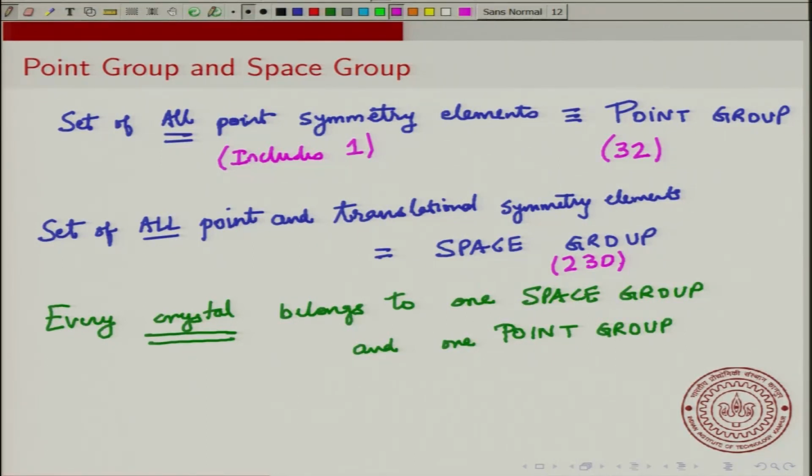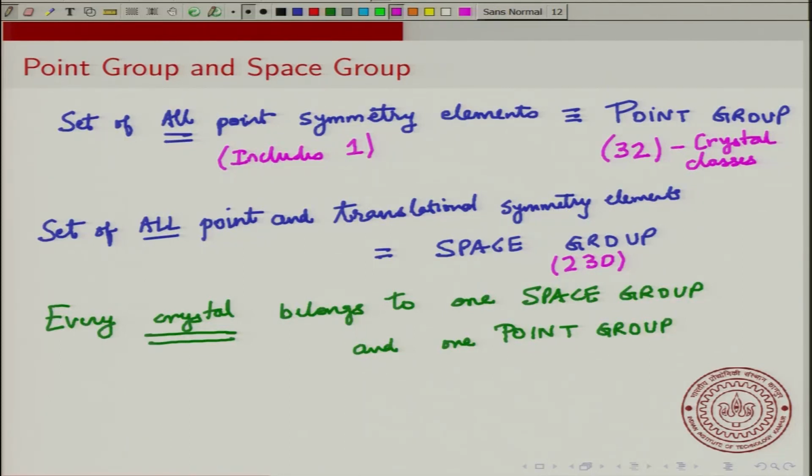Obviously you can have a space group with one or more translations. A space group consists of a point group plus translational symmetry elements, so you can have many more space groups than point groups. The other terminology often used is that these 32 point groups are called crystal classes. This is just a notation. So every crystal will belong to one of 32 crystal classes and one of 230 space groups.